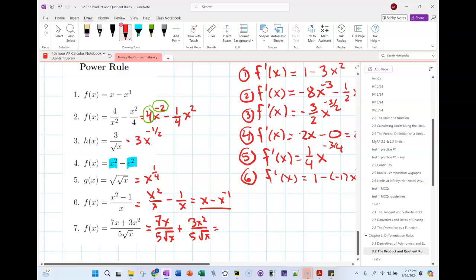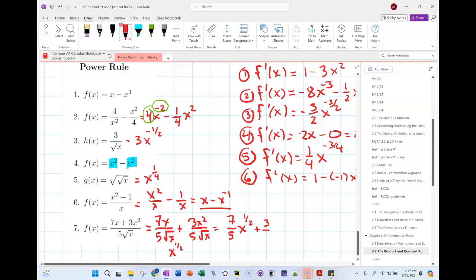I would do that as my first step. How does 7x over 5 square root x, how does that reduce? What's x? Well, square root of x is the same as what exponent? Okay, so when we reduce, what do we do with the exponents? So we should have 7/5 x to the 1/2.